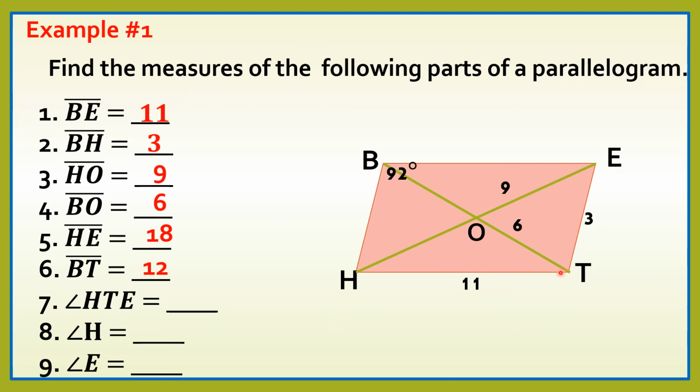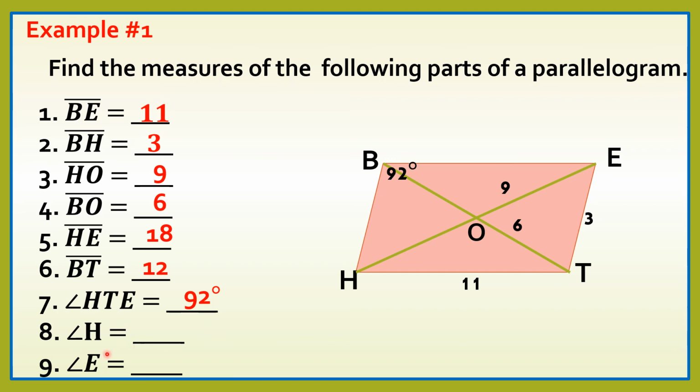Let's go to angle HTE. So, this is angle HTE. Opposite of this is angle B. The measure of angle B is 92 degrees. So, kung ito ay 92, opposite of this is also 92. Because opposite angles of a parallelogram are congruent.